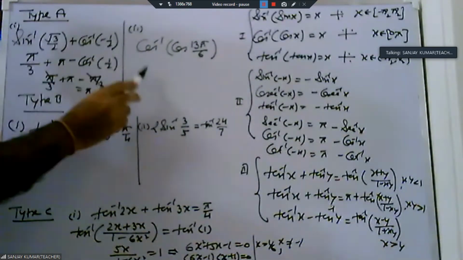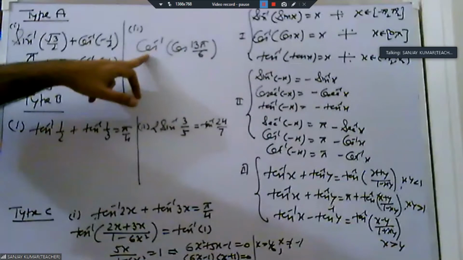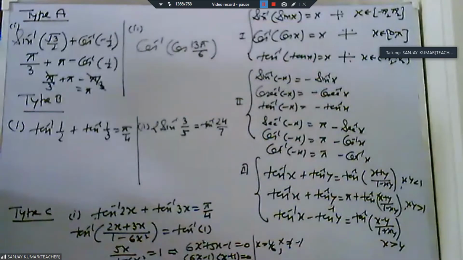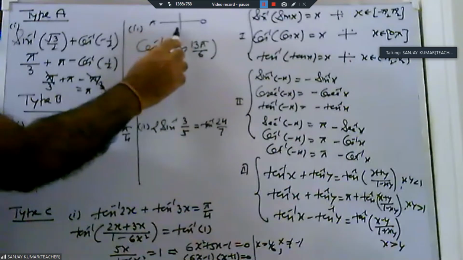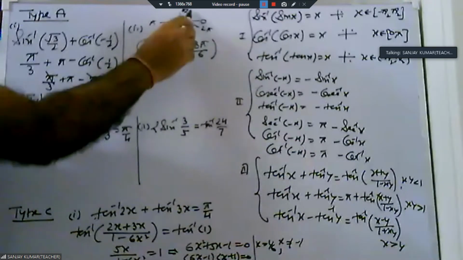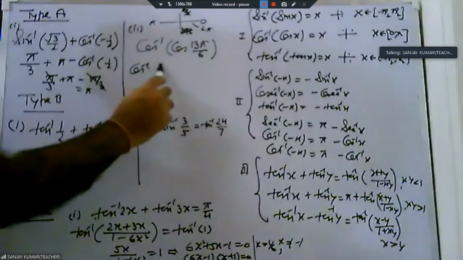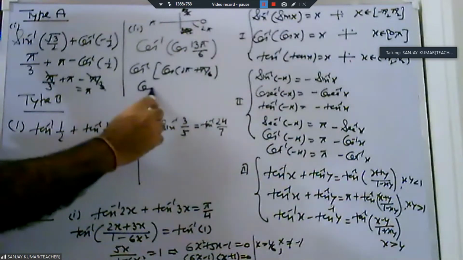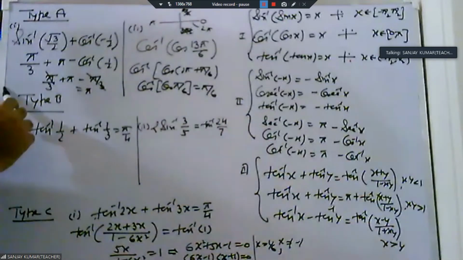In type A, you also have this type of question: cos inverse cos 13 pi by 6. So what we see here, this cos is cancelled with this cos only in the condition when the values are 0 to pi. But the value here is 13 pi by 6. Then we take the help of the quadrant. We always use pi or 2 pi. We never use pi by 2 and 3 pi by 2 for it. We break 13 pi by 6 as 2 pi plus pi by 6. So this is cos inverse of cos pi by 6, then the answer is pi by 6. So this is type 1.